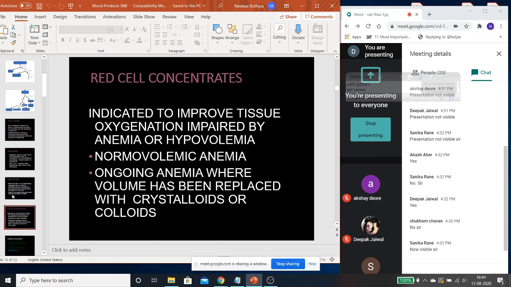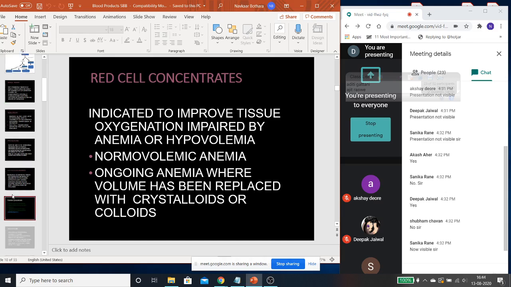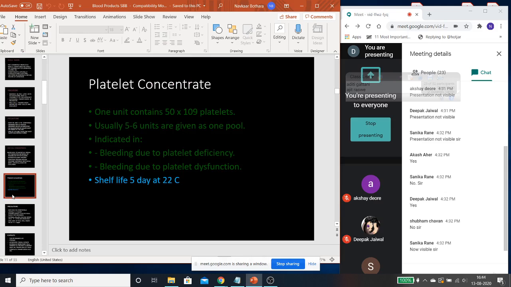Now that is how anemia develops. Okay. To treat that anemia, you need the RBCs or this red cell concentrate. Then next is the platelet concentrate. That is 1 unit. Let me make it.